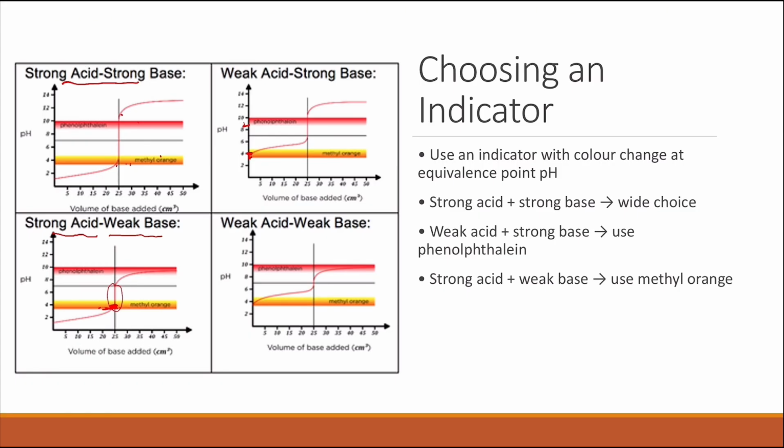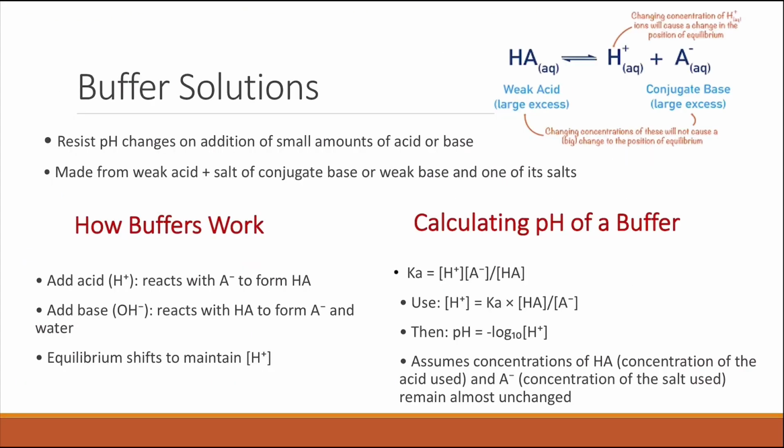And if we use a weak acid and a weak base, neither of them can be used. So we cannot use a specific indicator. There will be no distinct change in the color at the endpoint. In this case, you can only use a pH meter to find the endpoint for this reaction. You cannot use these indicators.